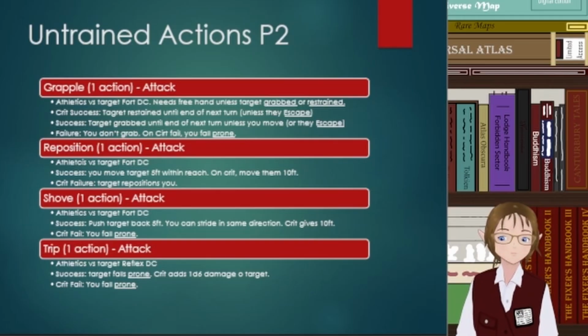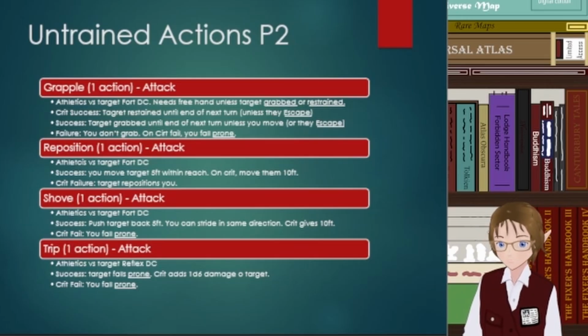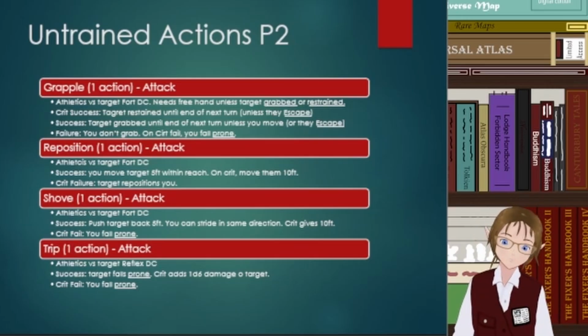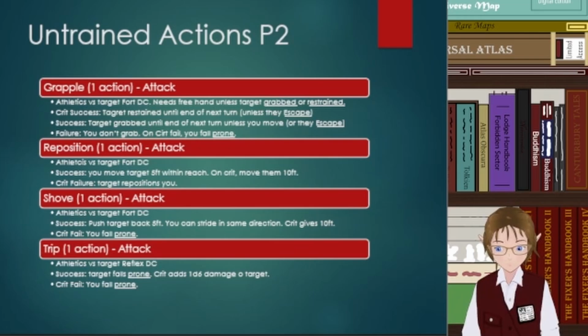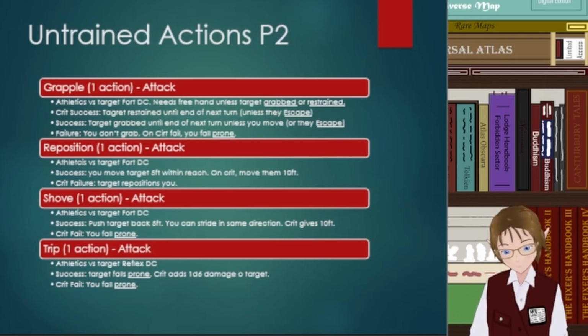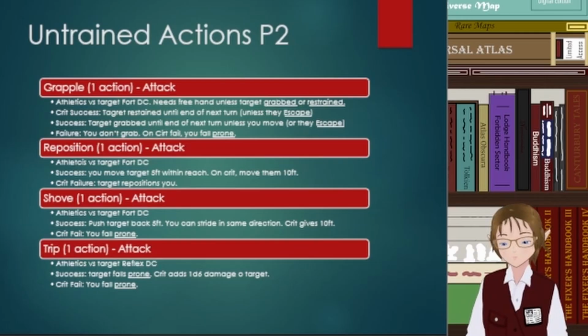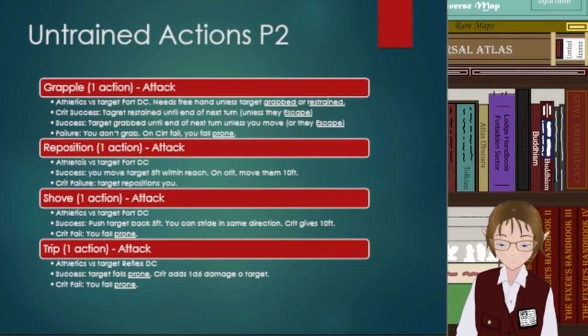All 4 of these actions have the attack trait, meaning that if you're trying to use them to increase your chance of success, it's often best to use it on your first action, so that you have a higher chance of doing it, before making any other attacks. And some of them can also function to support your allies. The first action is grapple.